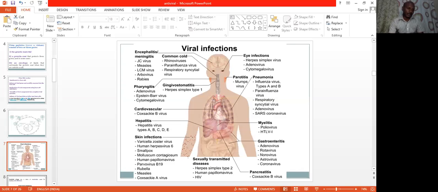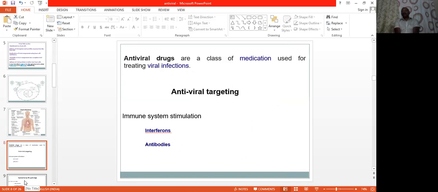And coming to the treatment, antiviral drugs are the class of medications used for treating viral infection. The treatment can be targeted here, it is not generalized targeting. The antiviral drug can be specific to a particular infection or broad spectrum, but generally we don't use the broad spectrum. So here the treatment is for a particular type of virus. There are approaches for how we treat viral infections.